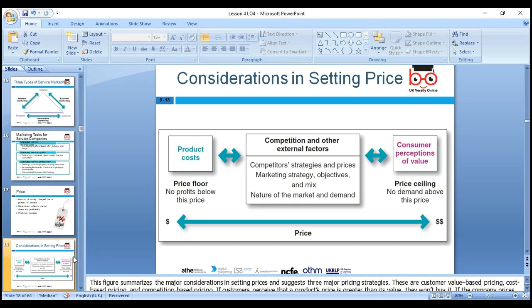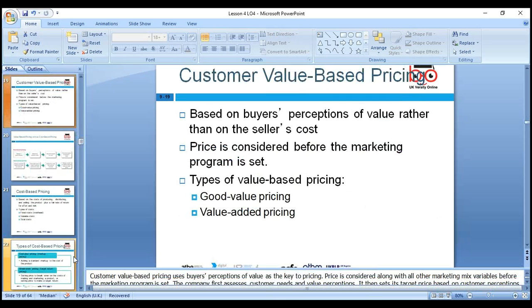It's not really good, which is against the WTO rules. A product cost is the price floor, no profit below this price. Competition and other external factors: we need to look around at competitors' strategies, price, marketing strategies and objectives, and the mix, the nature of the market and demand, and consumer perception. We need to provide value for the customer.